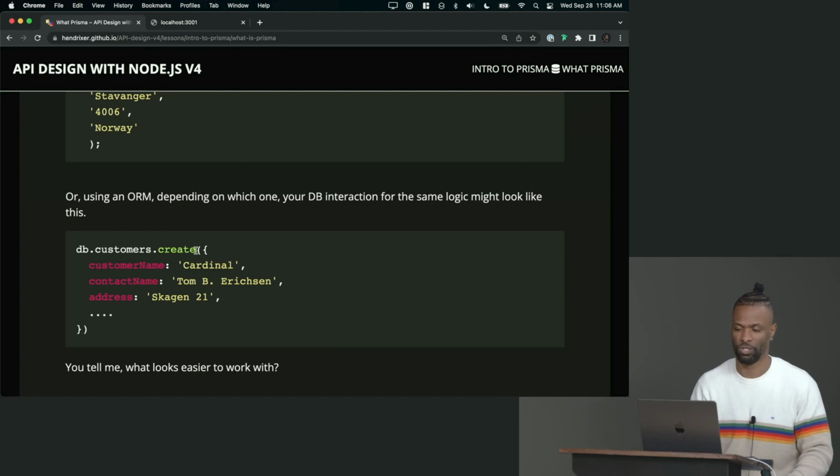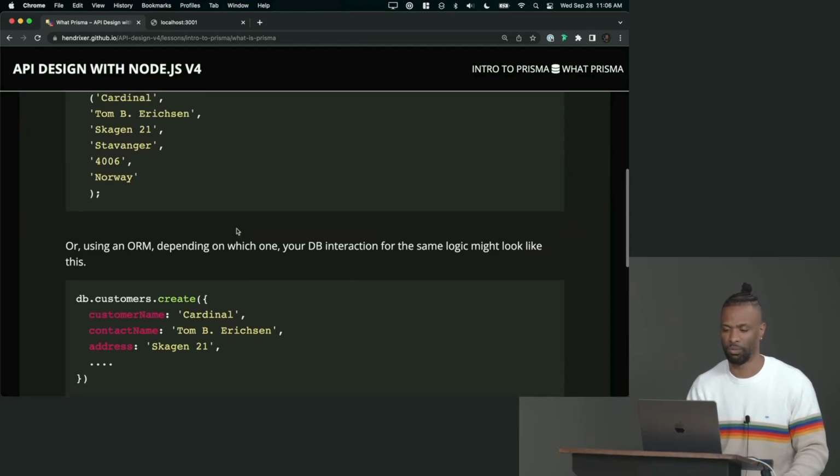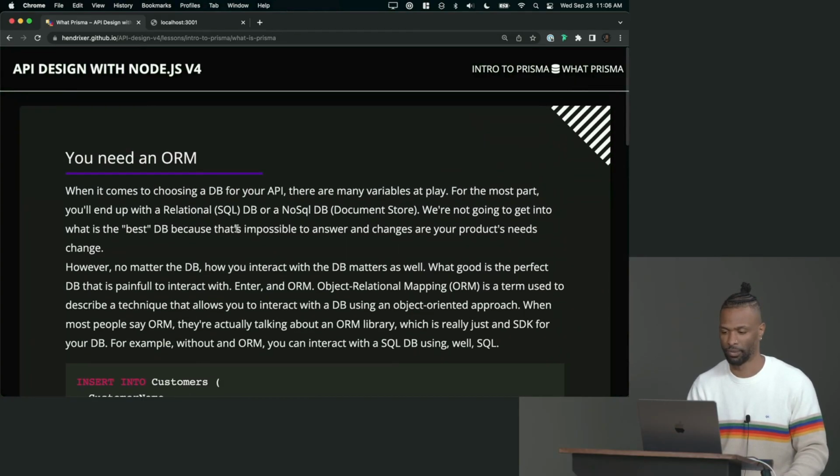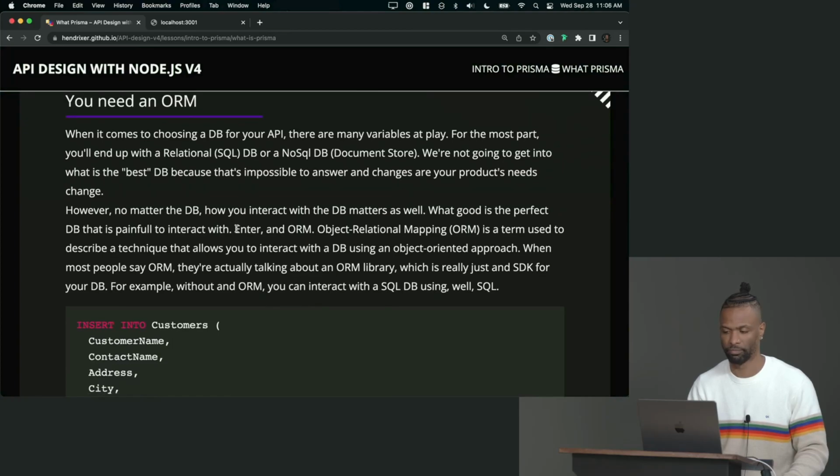But honestly, I think we should just start calling them database SDKs at this point, because that's literally what they are. And we should just scrap the term ORM. It's kind of moot at this point. Cool, any questions on that?